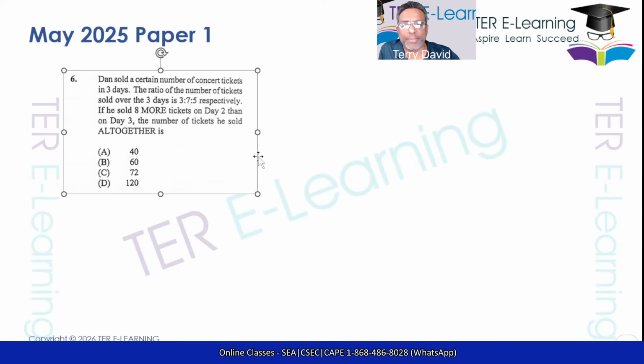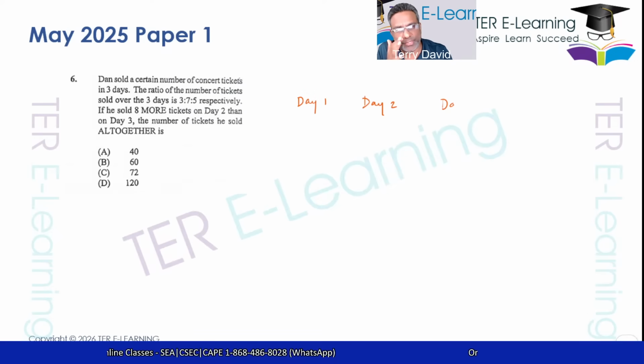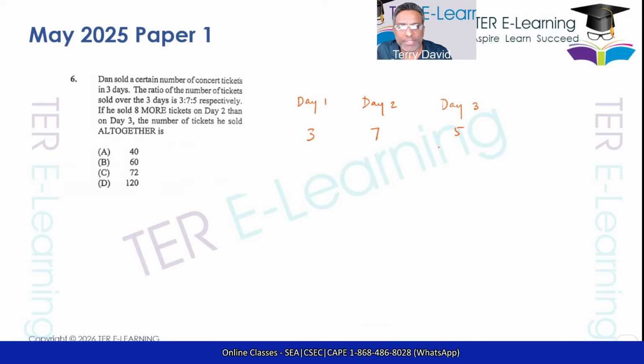All right, let's see what happened here now. Dan sold a certain number of tickets in 3 days. The ratio of the number of tickets sold over the 3 days is 3 to 7 to 5. So let's look at the 3 days here. We have day 1, day 2, and day 3. And the ratio is 3 to 7 to 5. He sold 8 more tickets on day 2 than on day 3.